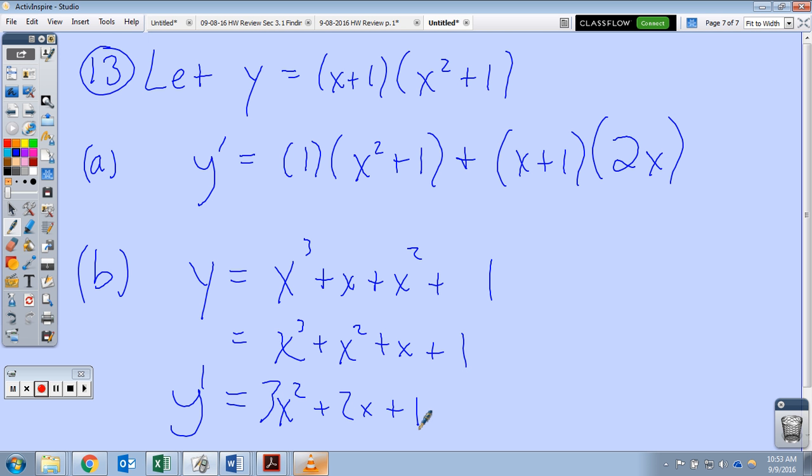Okay, the next one we have is number 37. Support your answer graphically. Find an equation of the line perpendicular to the tangent to the curve y equals x cubed minus 3x plus 1 at the point 2, 3.